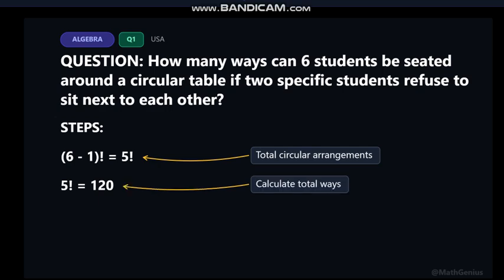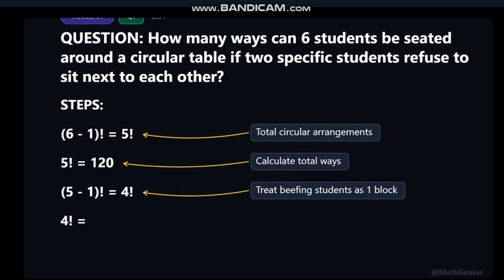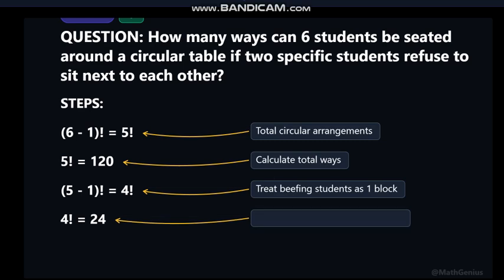Now, let's group the 2 haters together as one single block to see how many ways they do sit together. 5 minus 1 equals 4. Treat the beefing students as one block. 4 factorial is 24 arrangements with them together.